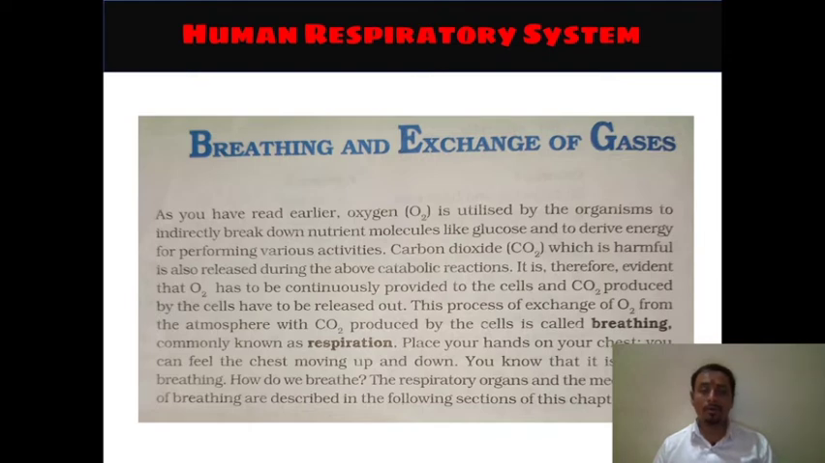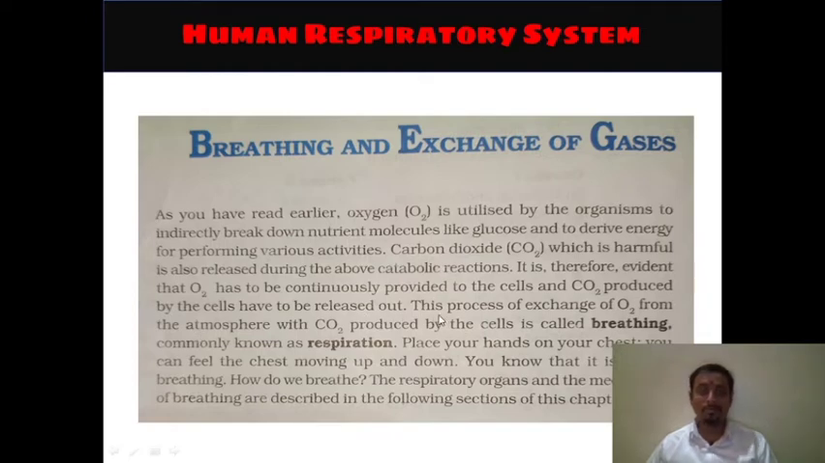Now let's go to the next thing given in the 11th NCERT book. Let's read. As you have read earlier, oxygen is utilized by the organisms to indirectly break down nutrient molecules like glucose and to derive energy for performing various activities. The carbon dioxide, which is harmful, is also released during the above catabolic reactions. Yes, it is correct. Carbon dioxide is released outside and oxygen is taken inside. It is therefore evident that O2 has to be continuously provided to the cells, and CO2 produced by the cells has to be released out.